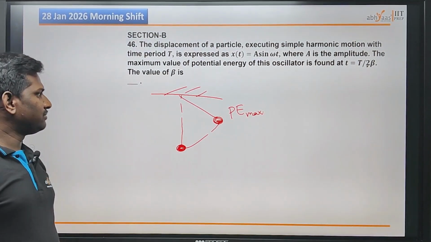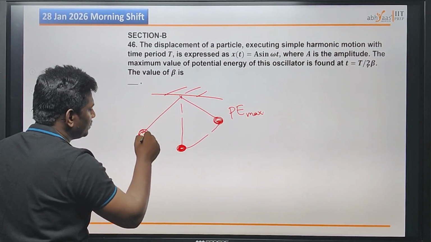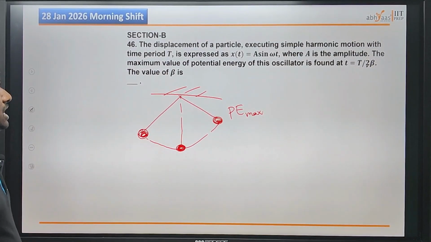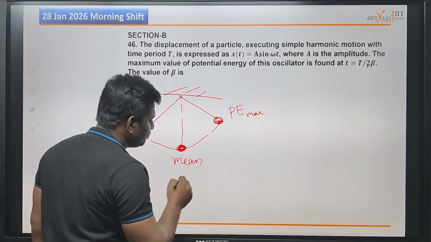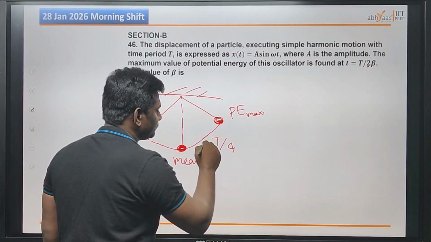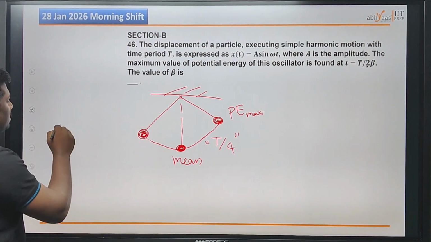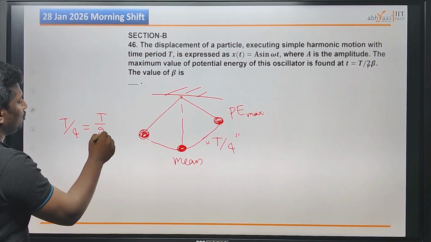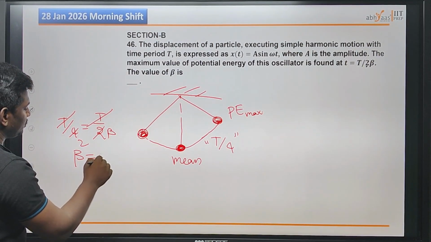So how much time is taking? If a total time period is T, how much time will it take to oscillate from mean position to extreme position? It will take T by 4. So you have to equate these two equations, that is T by 4 equal to T by 2 beta. T gets cancelled, this is 2, so beta can be 2.